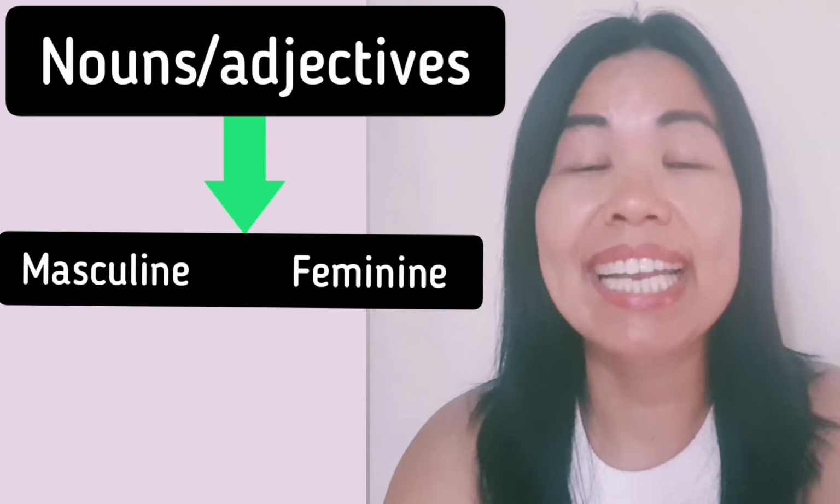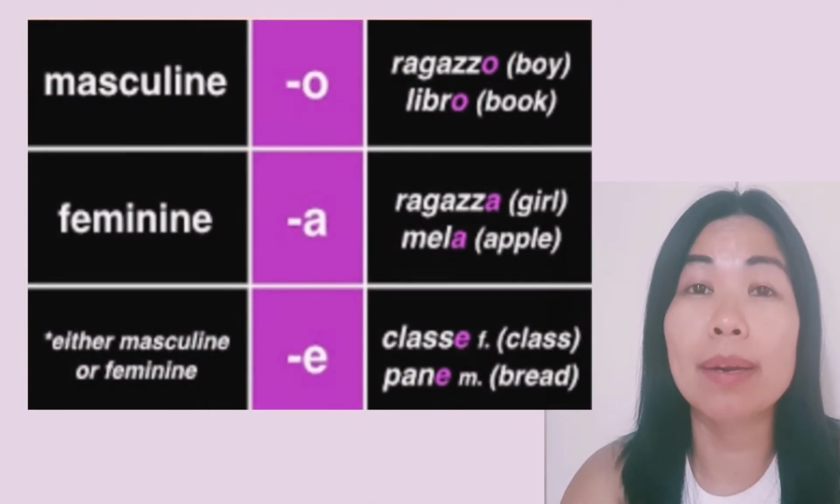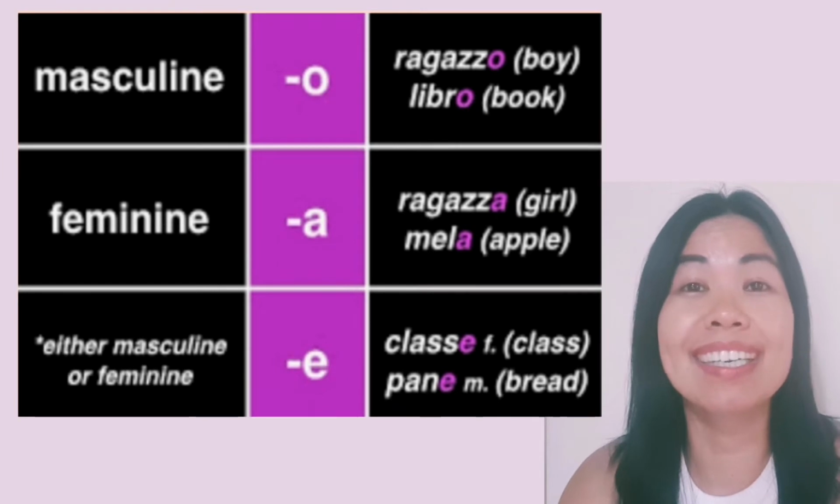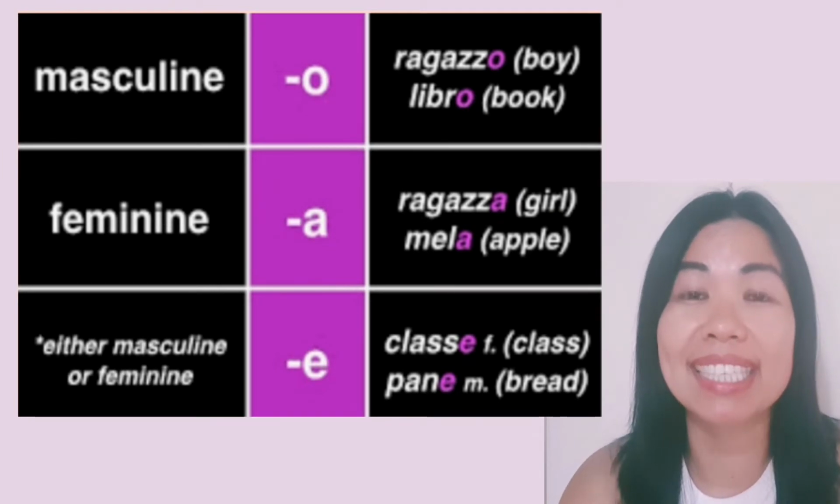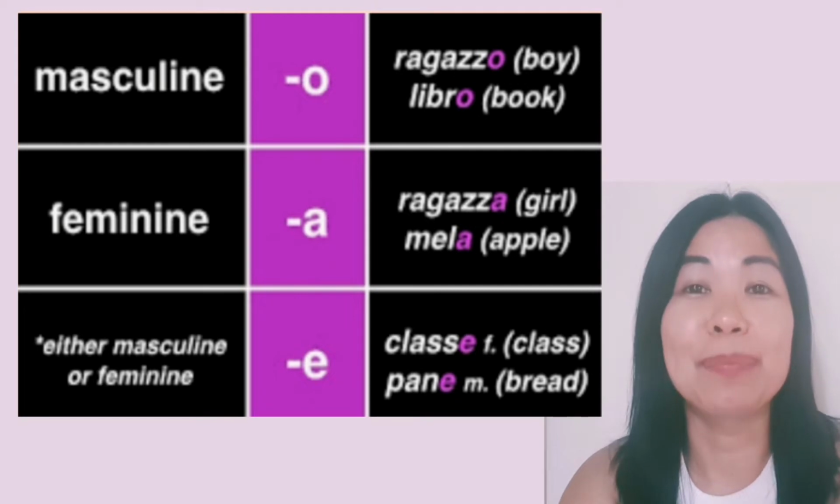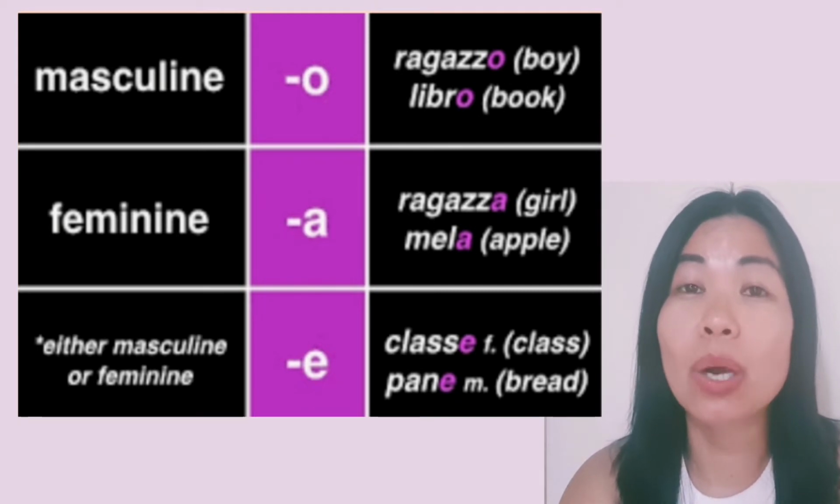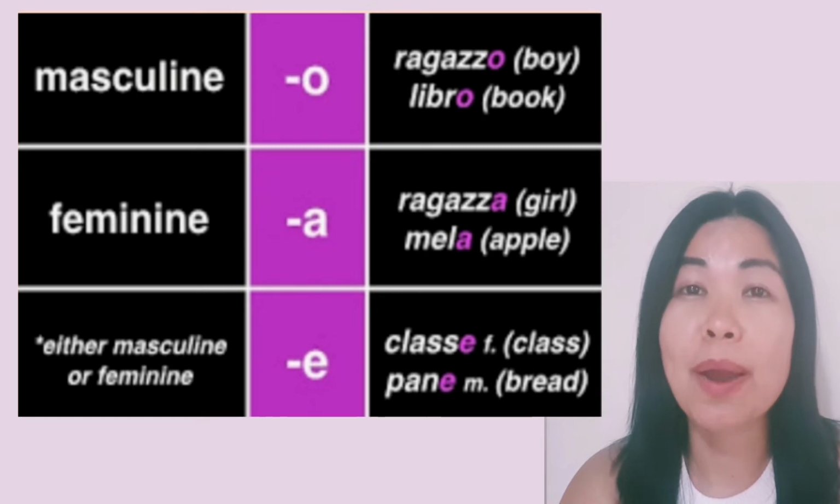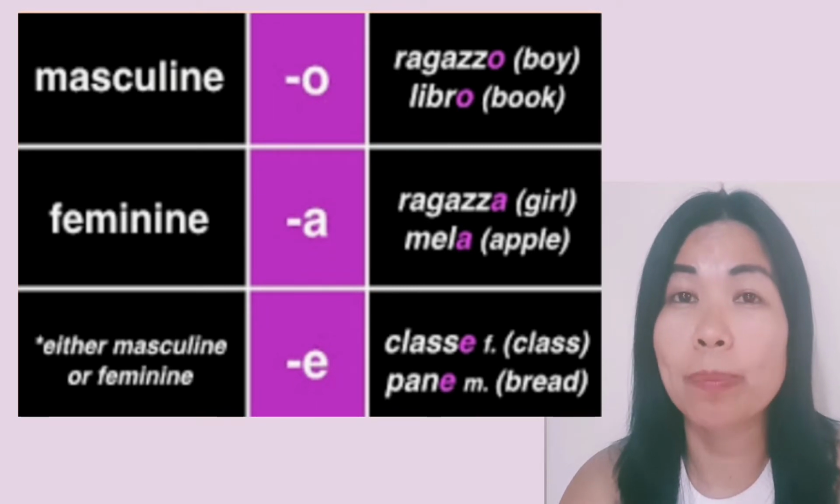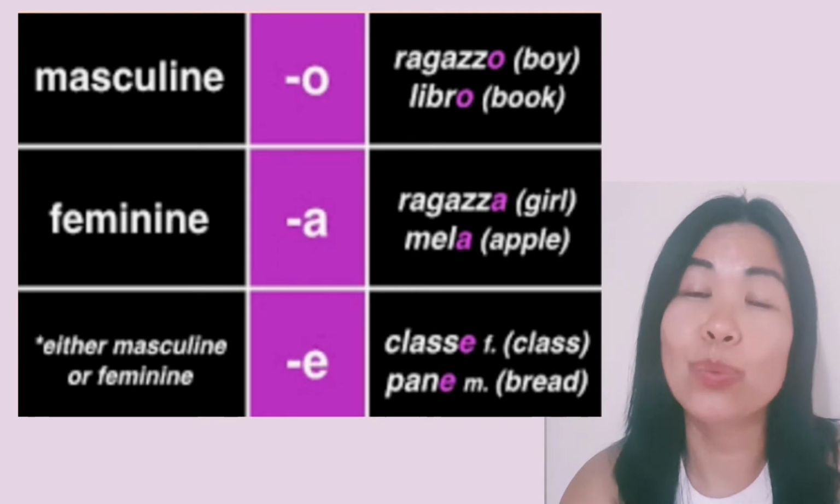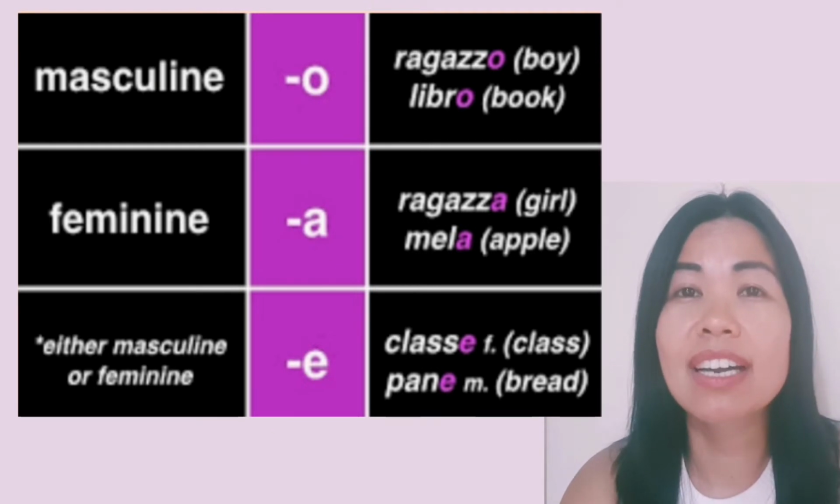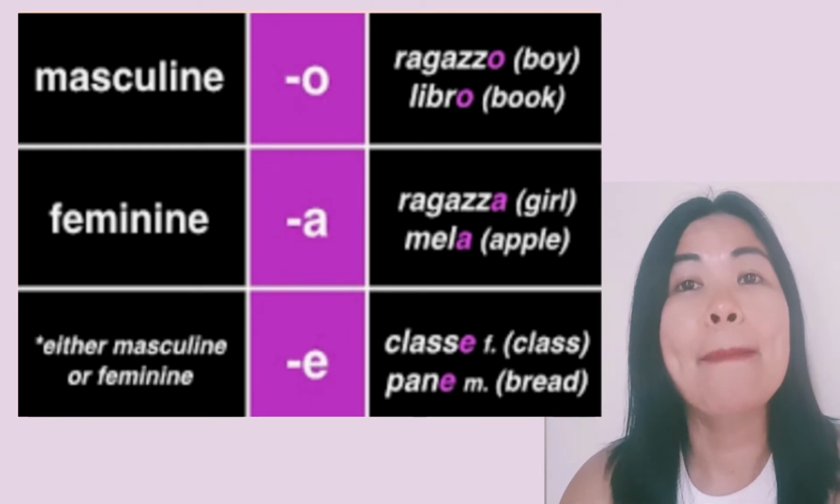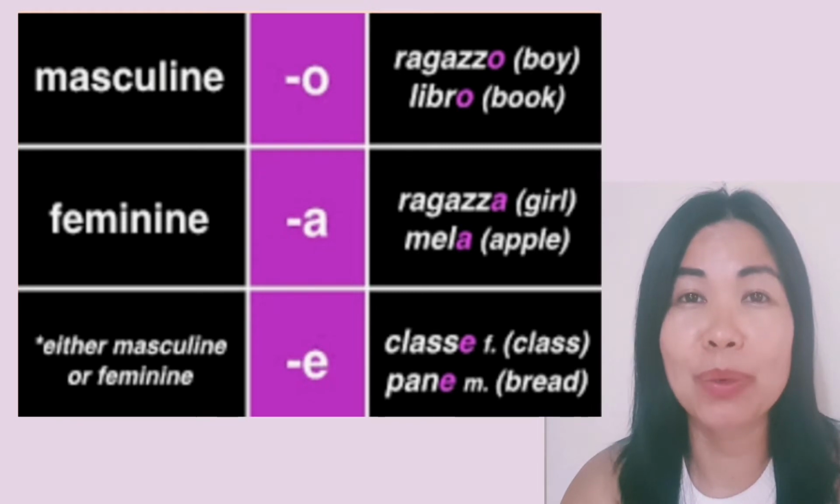Usually or generally, nouns or words that end with the letter O are masculine, and nouns that end with the letter A in Italian are feminine. Repeat, nouns that end with the letter O are generally masculine, like libro or ragazzo. They are masculine because they end with the letter O. And all nouns that end with the letter A are feminine, like donna or casa or mela. They are all feminine words.